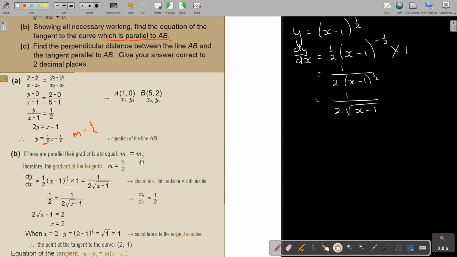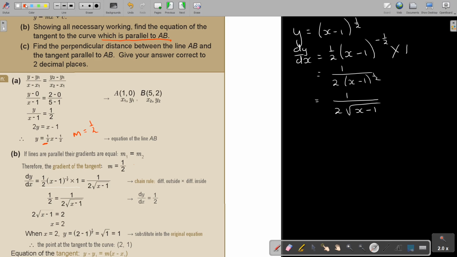Now, after I differentiate, I know that the gradient must be a half. So I don't put it equal to 0, because I don't want to find the stationary point. I know that the gradient is a half. I substitute, then I simplify. I cross multiply again, I divide by 2, I square, and then I get x is equal to 2, because I divide 2, I get 1.